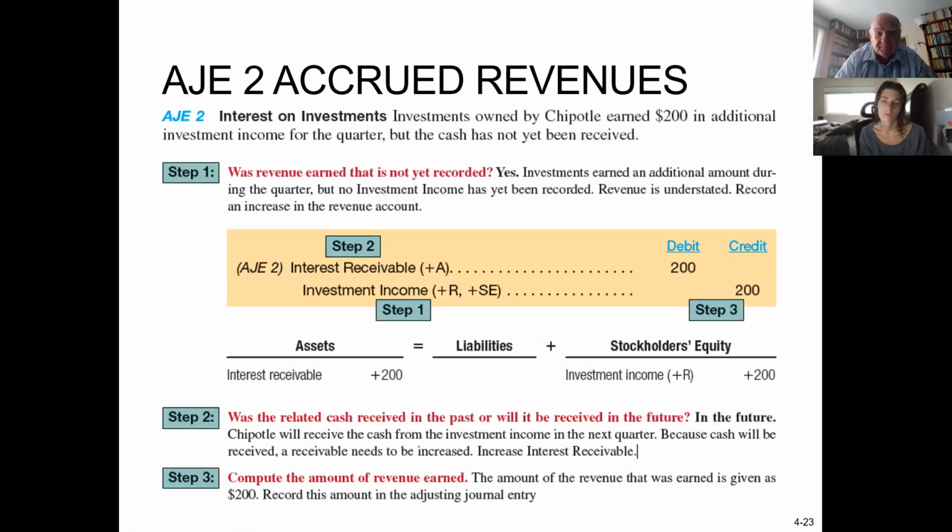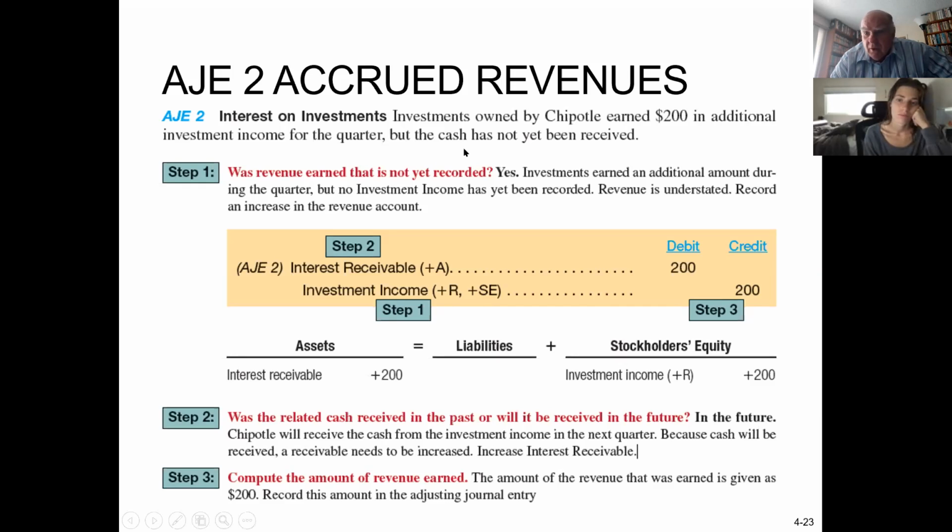Unearned revenue. Here, we're talking accrued revenues. And again, we're talking interest income. So investments owned by Chipotle earned $200 for the quarter. Boy, Chipotle's a big company, and they only earn $200. That always makes me chuckle. But anyway, investments owned by Chipotle earned $200 in additional income for the quarter. They haven't gotten the cash yet. Of course they haven't, because the deal is this guy's going to pay at the beginning of the next period.